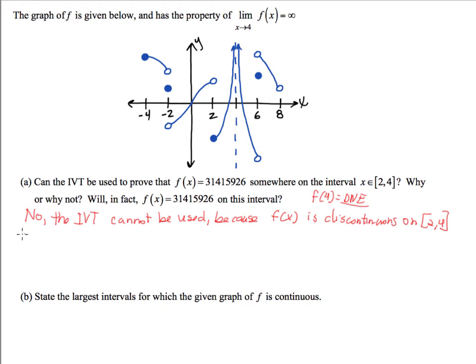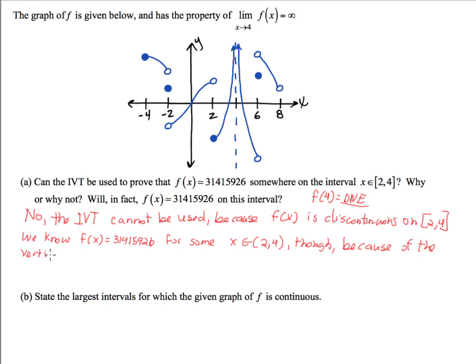But using my knowledge, I still know that there is a function value, f of x, which is equal to 3.1415926 on this interval, even though I can't use the intermediate value theorem to prove it. And how do we know this is true? Well, we know it's true because we have a vertical asymptote. And I can easily see that my function is going toward infinity on that vertical asymptote.